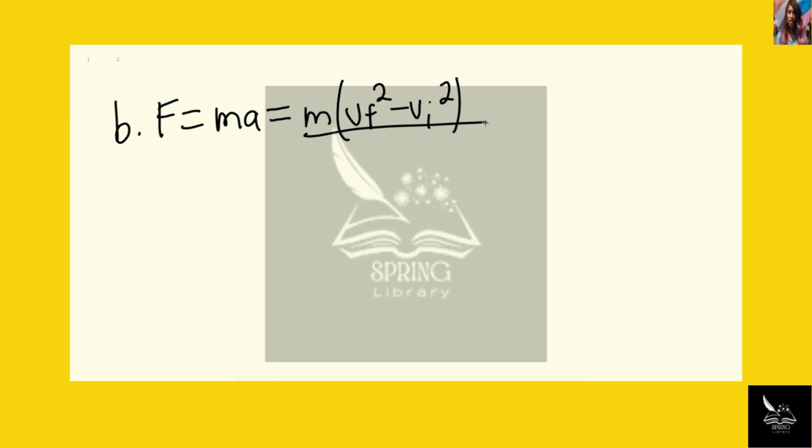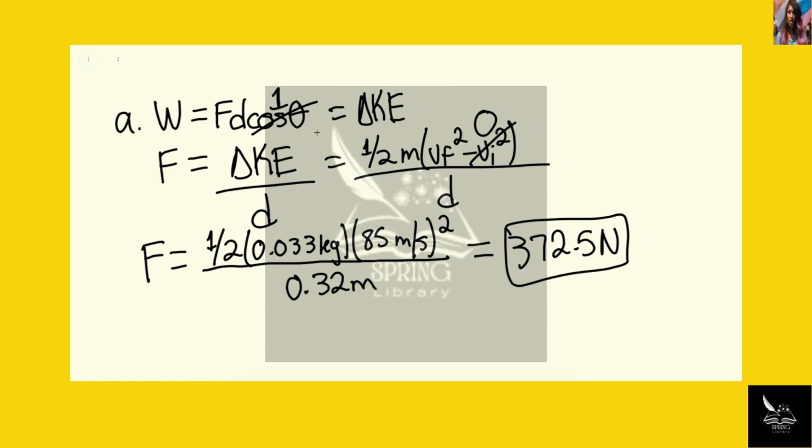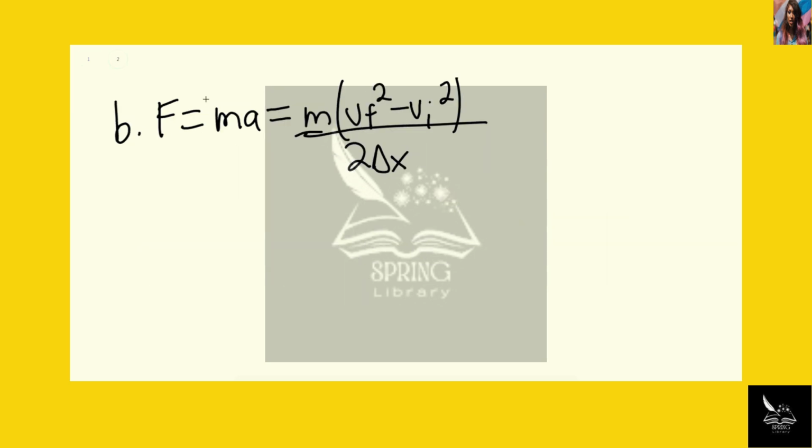So for part B, we can simply say that the force is equal to the mass times the acceleration. So this will simply be equal to m times v final squared minus v initial squared over 2 times delta x. So here we use the work equation in order to find the force, but here we simply use kinematics in order to plug in for a constant acceleration and solve for force using kinematics instead.